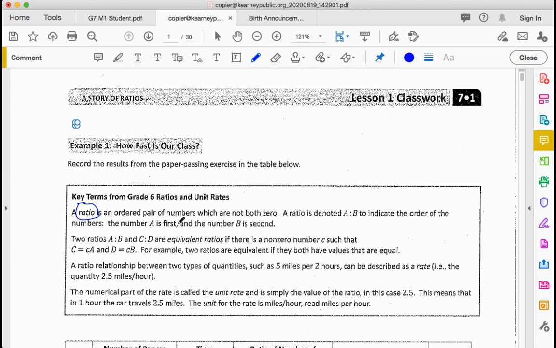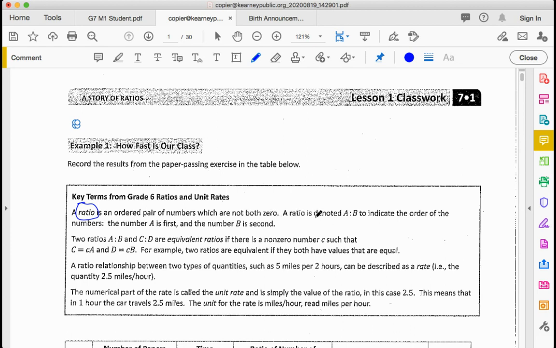They say a ratio is an ordered pair. How many? 2. 2, a pair, right? Of numbers which are not both 0. Here's the deal. If you had a 0 in both of them, it would be 0 to 0. That's not a ratio. And really having a 0 in the numerator means like there's no relationship, and a 0 in the denominator is bad, okay? So here's the deal. Just can't have both zeros, all right?